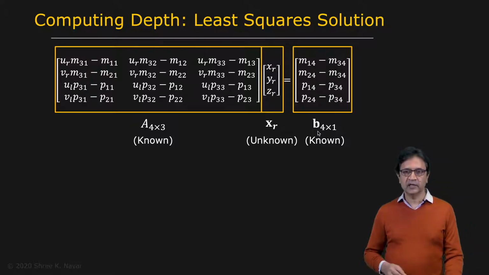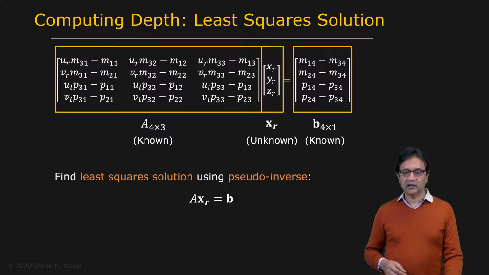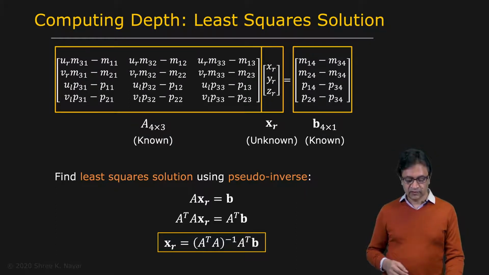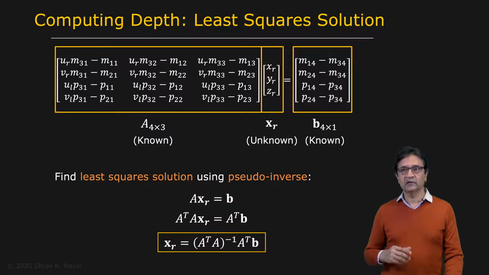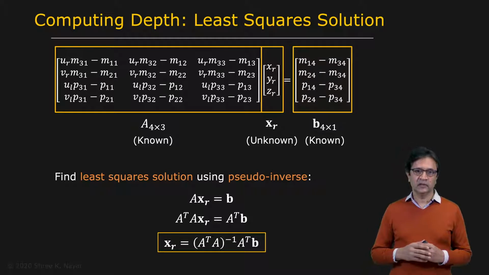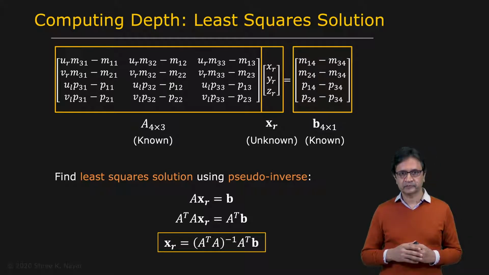We've seen this many times before. We know exactly how to solve this using the pseudo-inverse, and we get a solution for XR. We repeat this for every pair of corresponding points in the left and right image. And then that gives us a complete three-dimensional depth map of the scene.